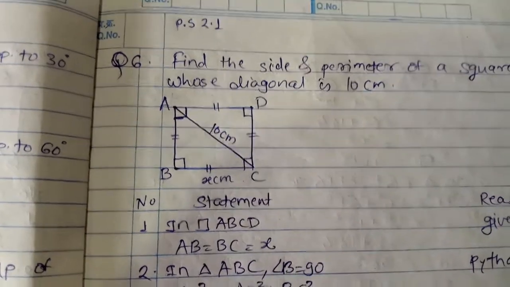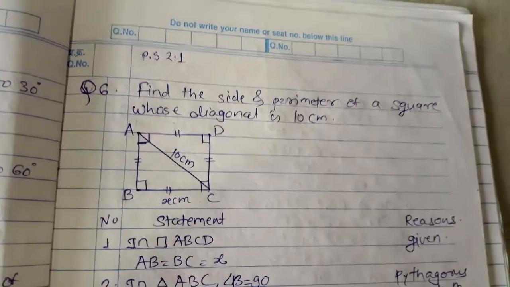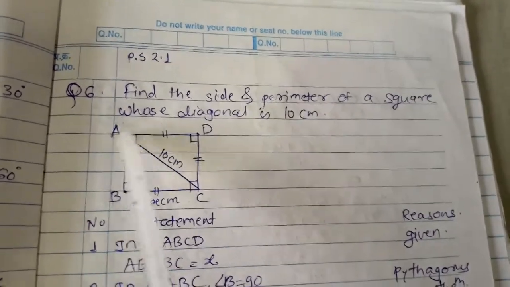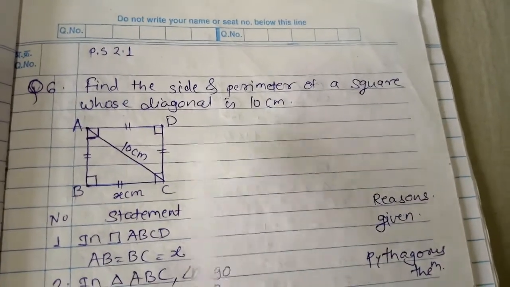Hello students, now I am going to continue the chapter Pythagoras theorem of 10th standard, practice set 2.1, question number 6. Find the side and perimeter of a square whose diagonal is 10 centimeter.